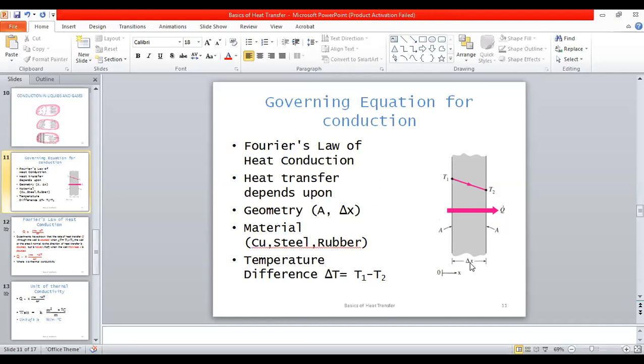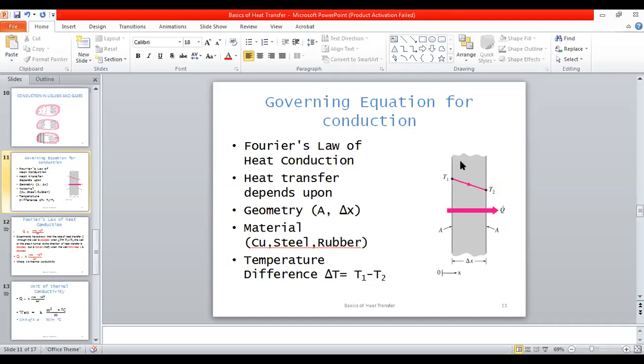And now this is delta x, the thickness of the wall. If this thickness of the wall increases, then definitely the heat transfer will be less. If the thickness reduces, then heat transfer will be more. Hence we can say that the heat transfer rate is inversely proportional to the thickness of the wall.